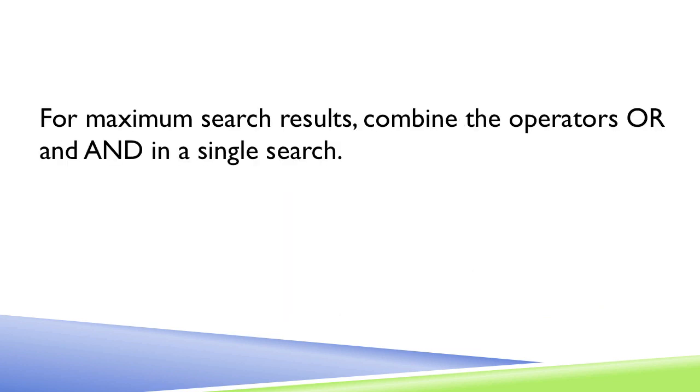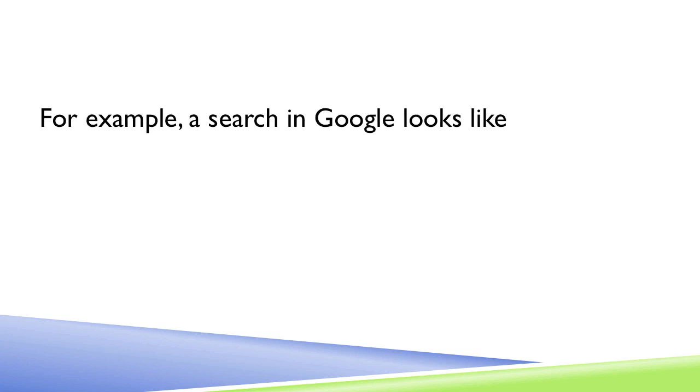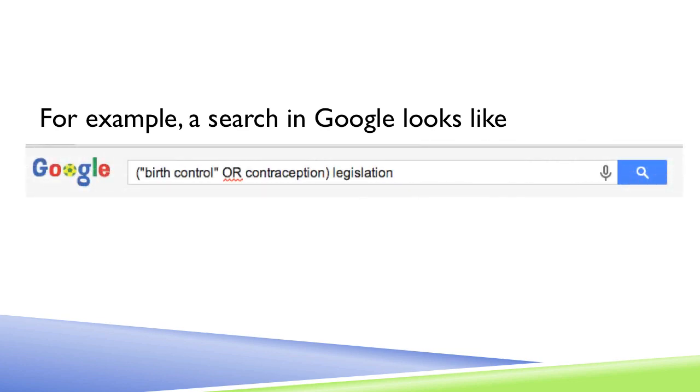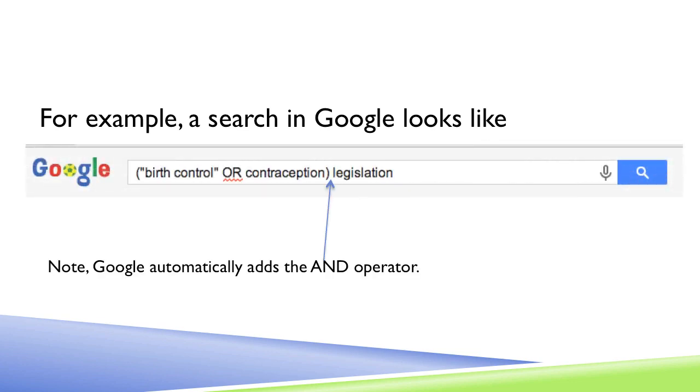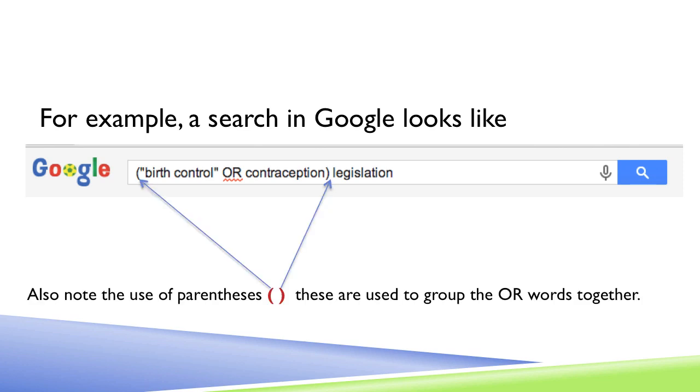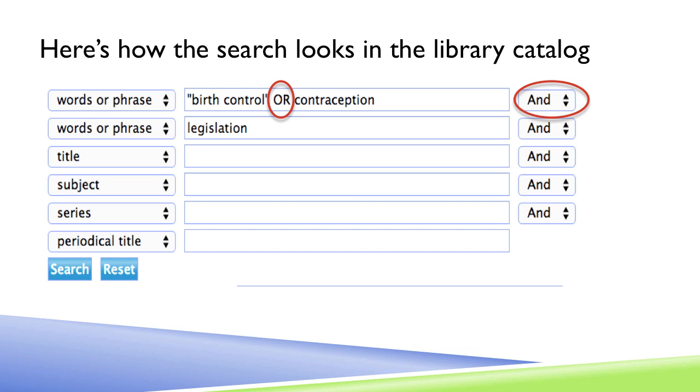For maximum search results, combine the operators OR and AND in a single search. For example, a search in Google looks like this. Note, Google automatically adds the and operator. Also note the use of parentheses. These are used to group the OR words together. Here's how the search looks in the library catalog. Notice the OR and the and.